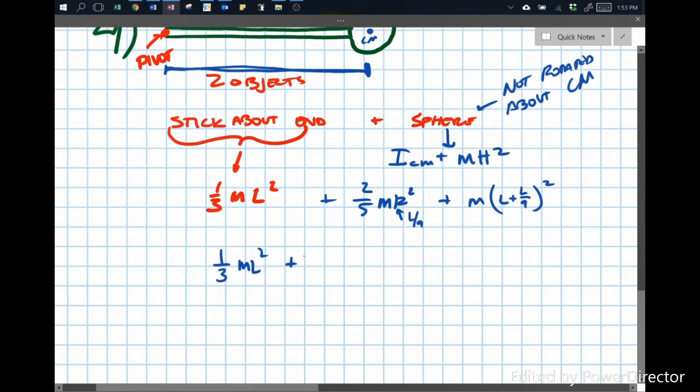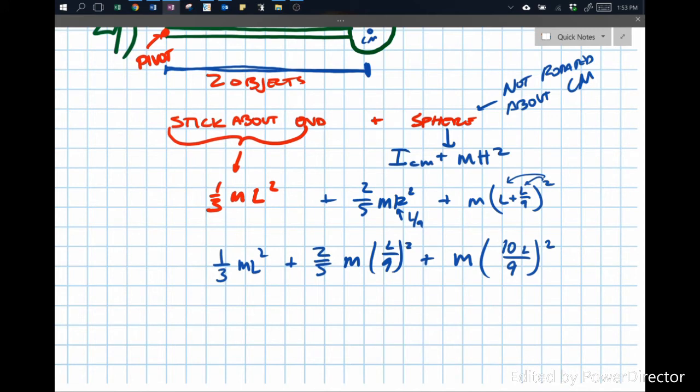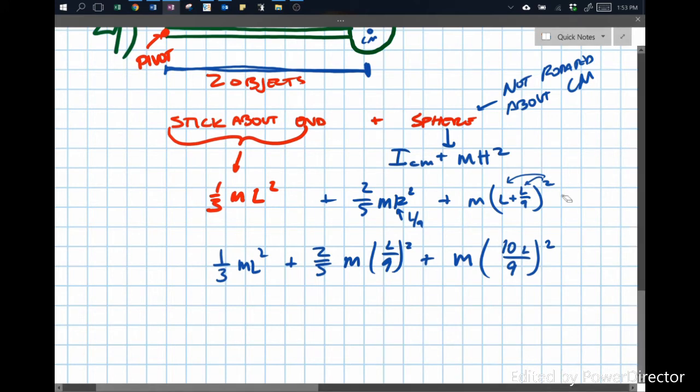Okay, so 1/3 ml squared plus 2/5 m times L over 9 whole quantity squared plus m, and then what's L plus L over 9? 10L over 9, whole thing squared. It's really tempting to just square both of these. You're not allowed to do that. When you square a parentheses and you got a plus sign in there, you have to do that FOIL thing from a while back, which is less than fun.